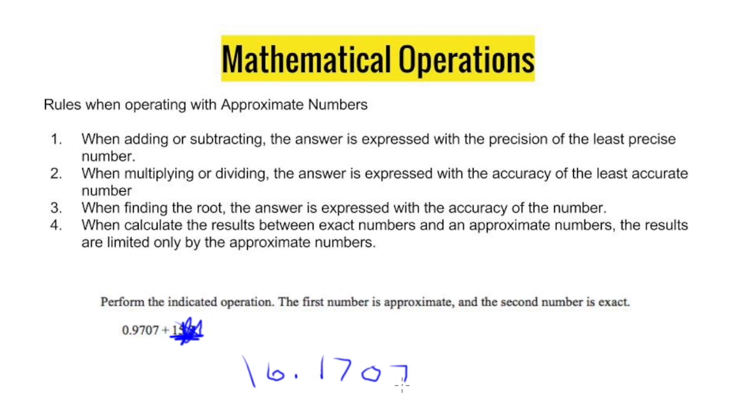Okay, so be very careful. Always make sure that when you're doing your homework, you read the directions because it will throw you a curveball like this. It will tell you sometimes the first number is approximate and the second number is exact. And if that's the case, you follow what the first number tells you to do, whether it's going to be adding, subtracting, multiplying, or dividing.